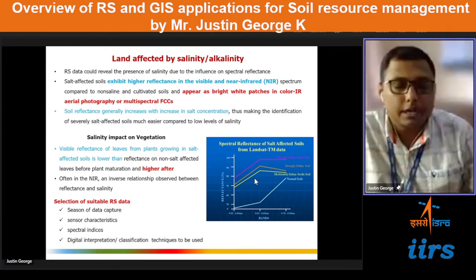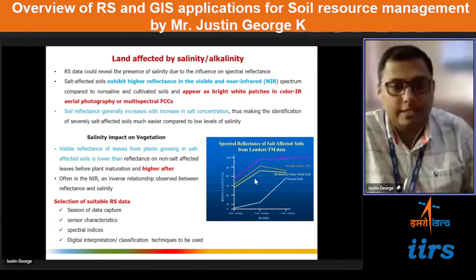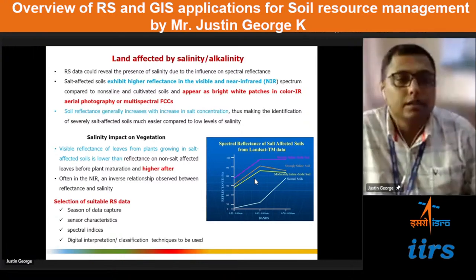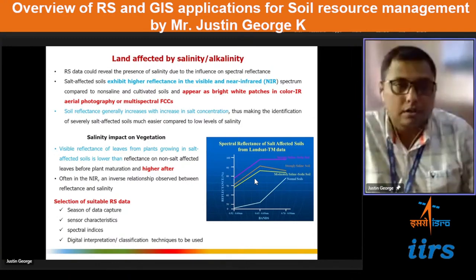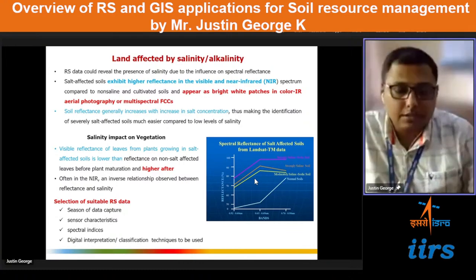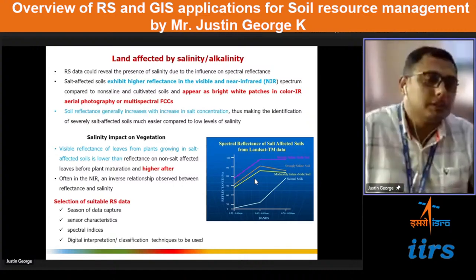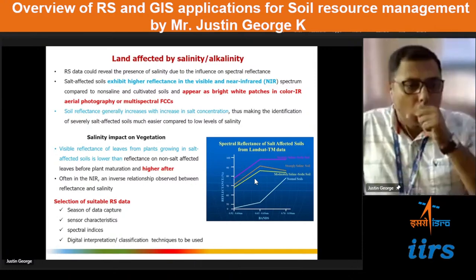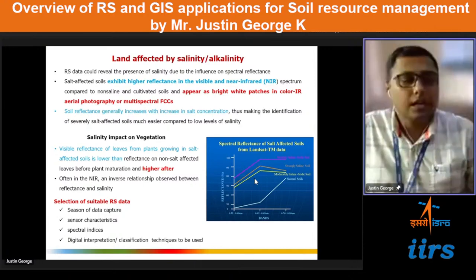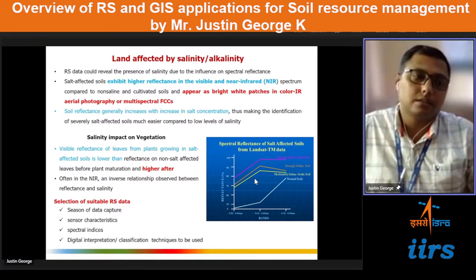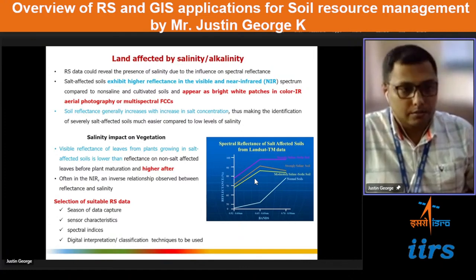And there is another aspect, the indirect observation of salinity, mainly by studying the impact of salinity on the vegetation growing in the particular area. The visible reflectance of the leaves of plants growing in salt affected soils is observed to be much lower compared to the same plant grown in a non-salt affected region before the plant maturation, and the trend reverses immediately after maturity. Similarly, in the NIR, an inverse relationship is observed between reflectance and salinity. That means with an increase in salinity, the reflectance will be reduced.